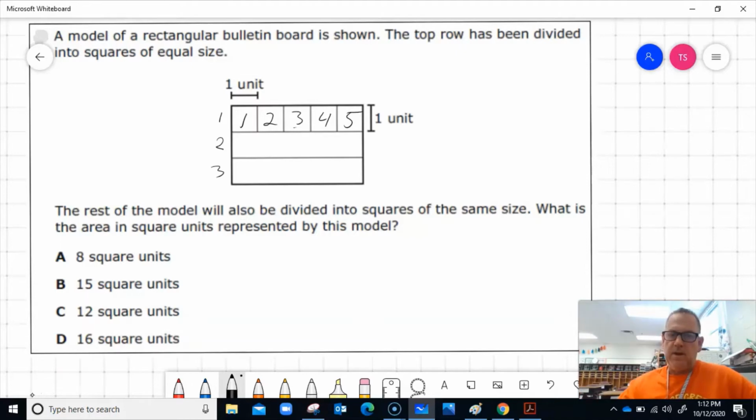So I could do a multiplication sentence to solve that. There's 3 rows, there's 5 in each row. I could use that to solve it. Or I could do like it said right here. It says the rest of the model will also be divided into squares of the same size. So I could just go ahead and divide the rest of it into squares and count them.